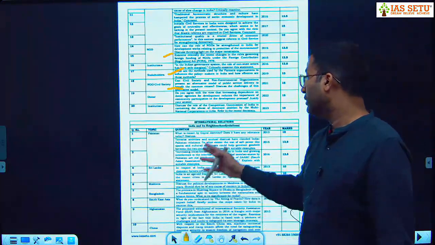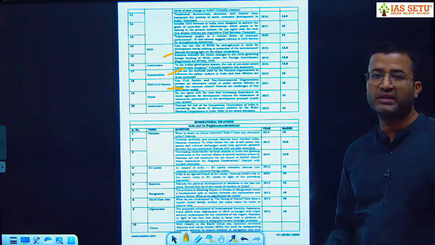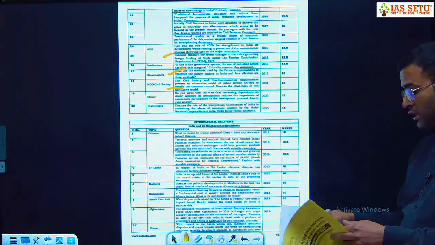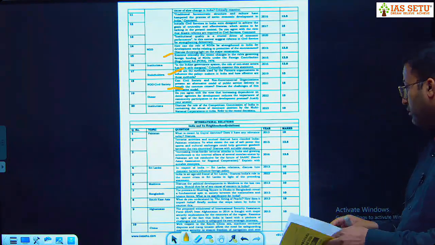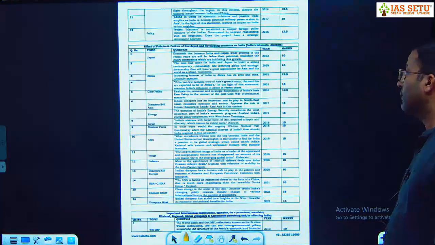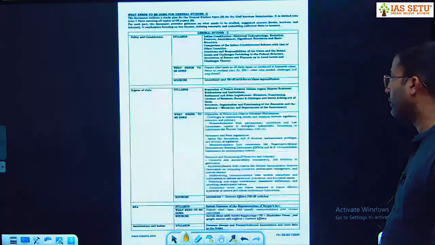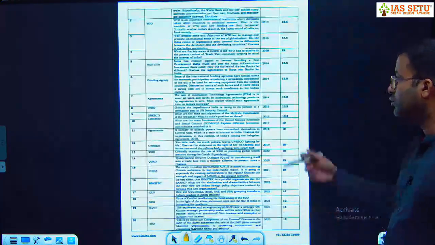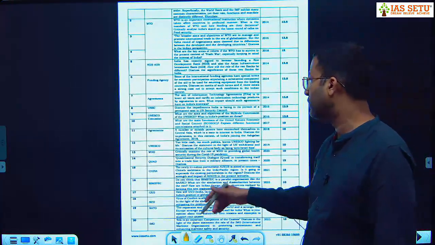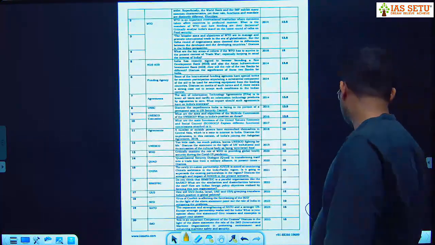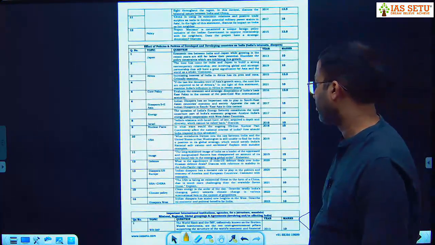Then this is IR, mainly the neighboring countries and institutional organizations. That is the main part. When you study anything, for example if you are studying BIMSTEC, you can see what questions have been asked on BIMSTEC. Okay, it was here.